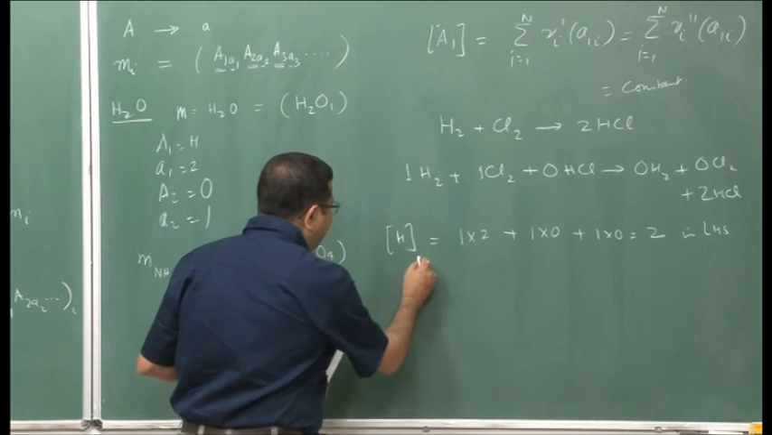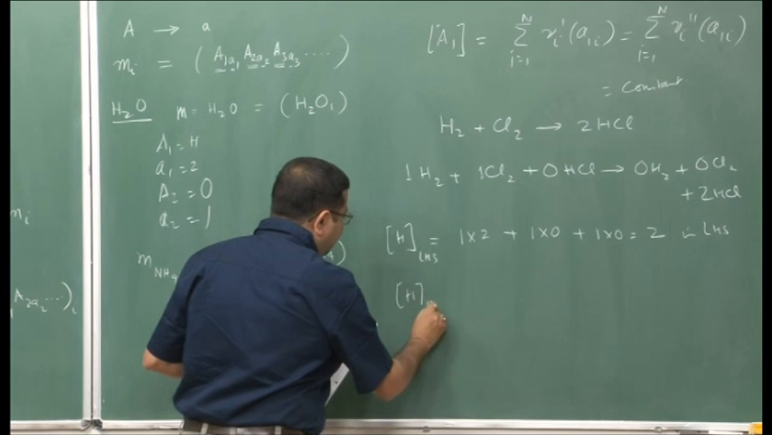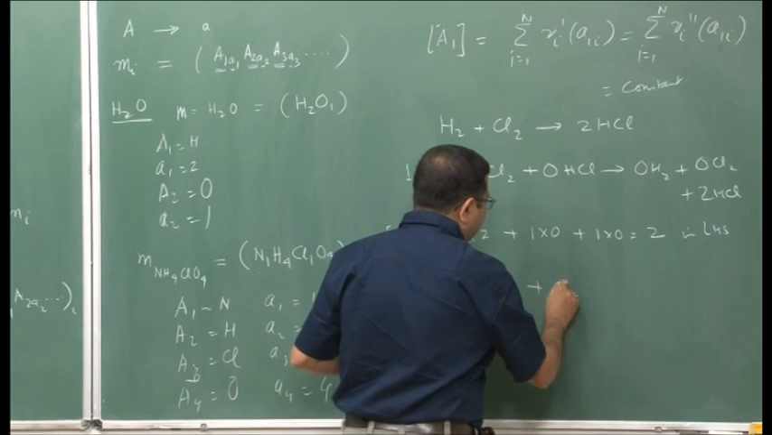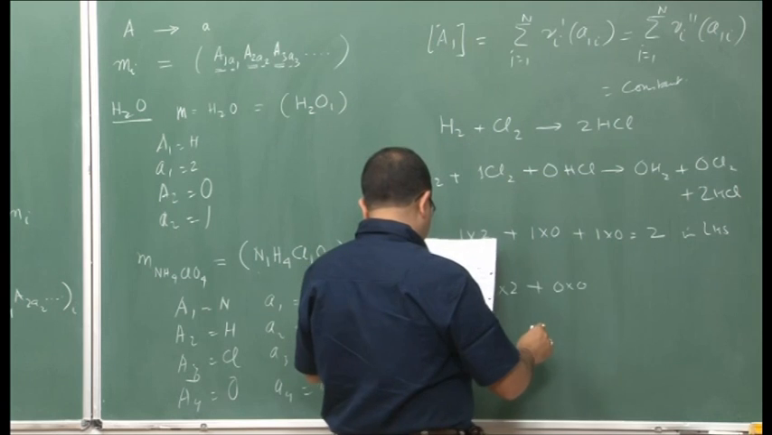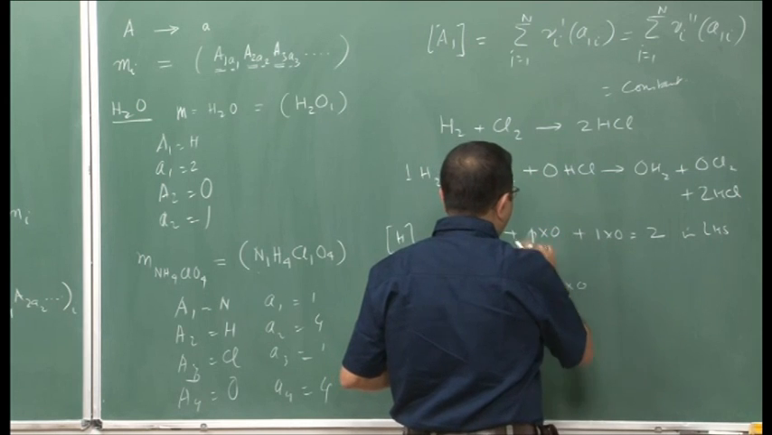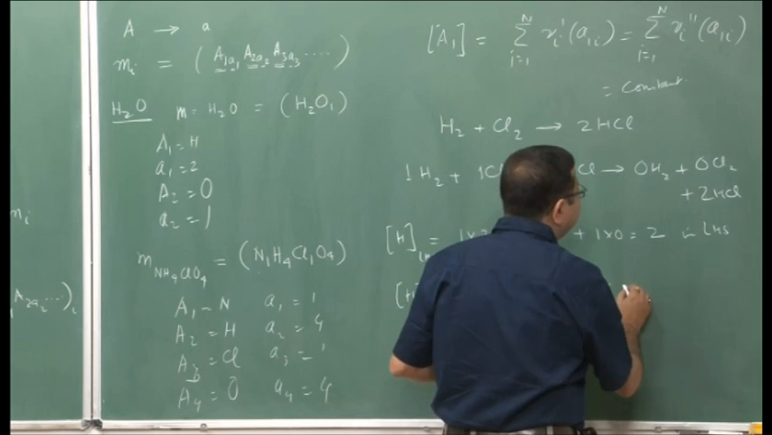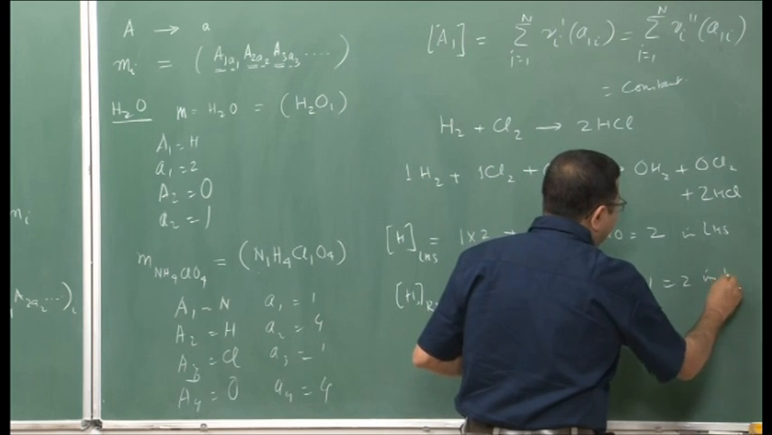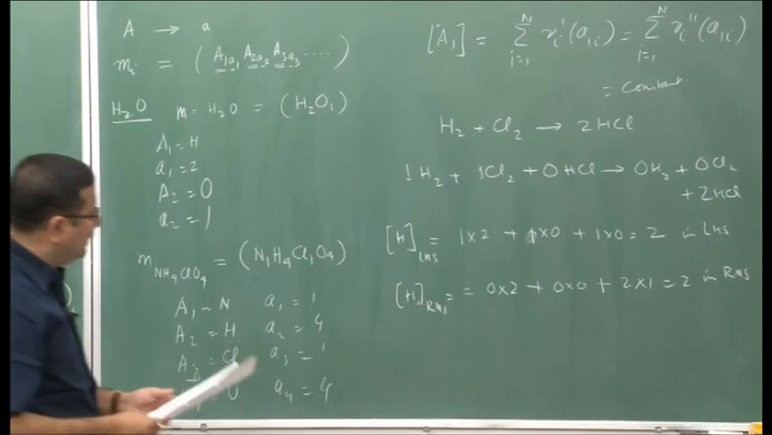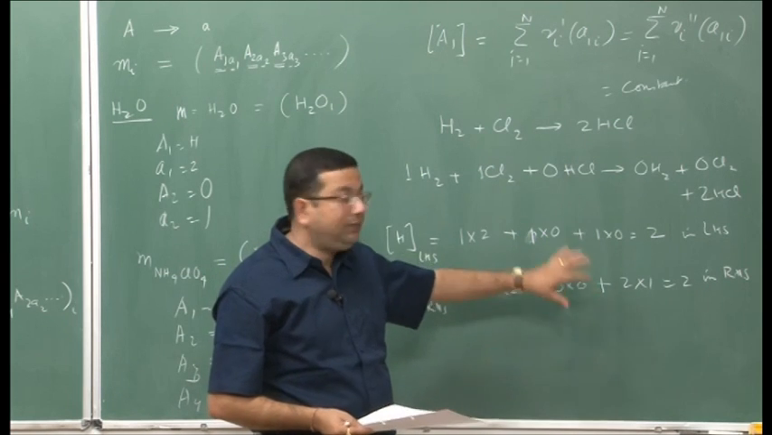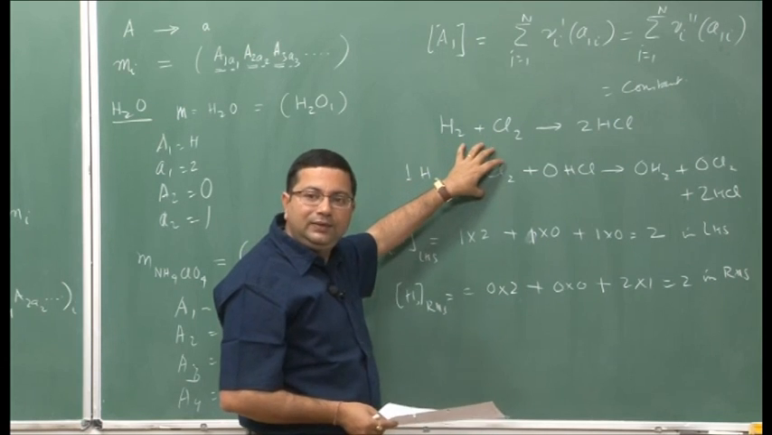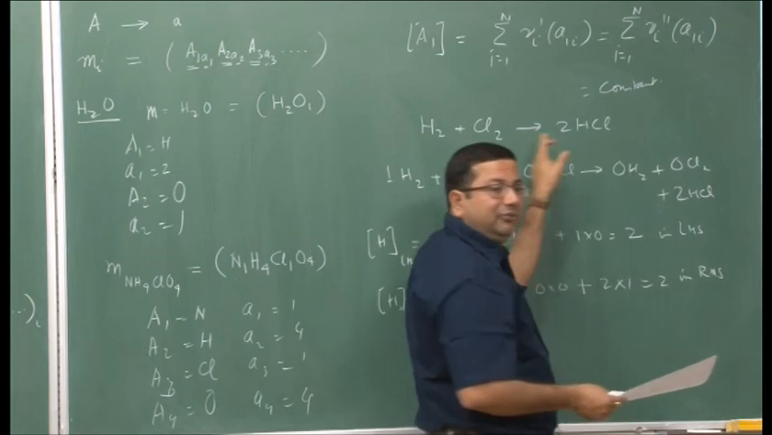And on the right hand side, where we have the hydrogen chloride only, we have 0 into 2 plus 0 into 0 plus 2 into 1, that is 2 on the RHS. So, on the right hand side also we have 2 hydrogen atoms. As we can see, this is balanced. Essentially, the number of hydrogen atoms is conserved. Similarly, we can do it for Cl, and similarly for HCl. So, this is a balanced equation.